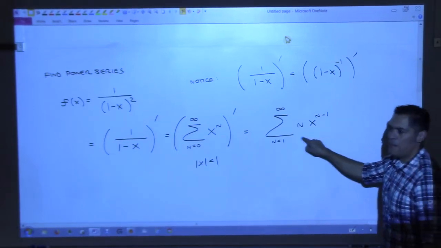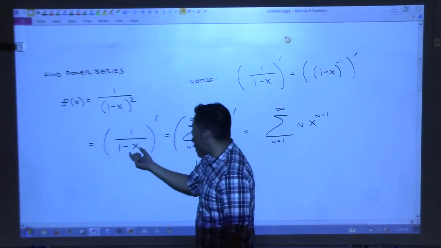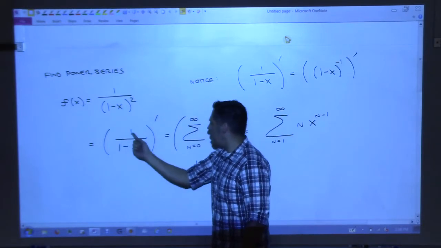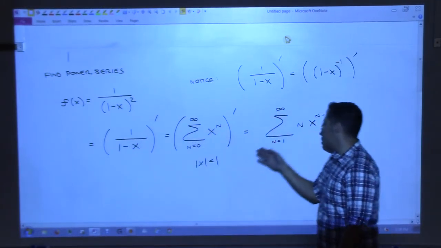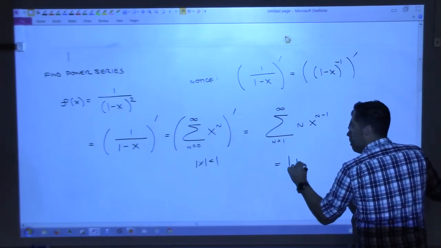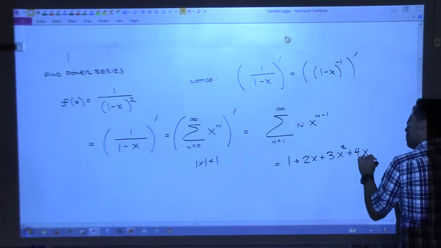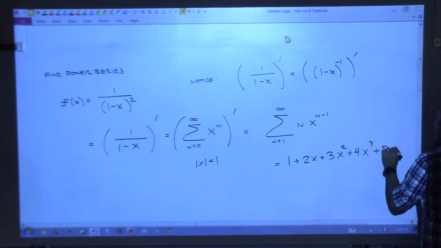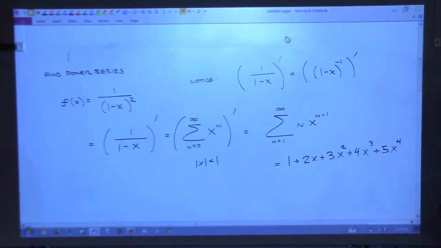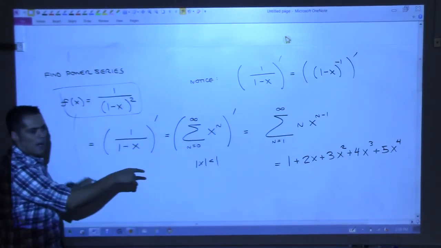This is the power series of this. So we had to recognize that was the derivative of something. And then from that we said, what's that something as a series? There it is. Take the derivative. There it is. And if we wanted to, we could write this out. This would be 1 plus 2x plus 3x squared plus 4x to the third plus 5x to the fourth, just plugging in our different values of n. So I have found a way to turn that function into its power series.